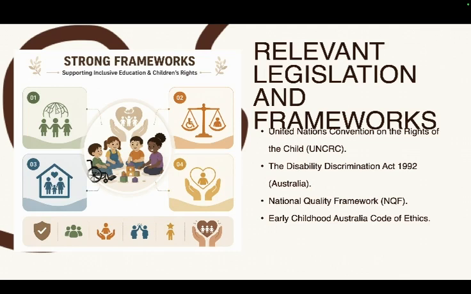And there are some laws and frameworks. The United Nations Convention on the Rights of the Child explicitly says that children have the right to participate in society and the right to education. The second framework is the Disability Discrimination Act 1992, which secures the rights of children with disability. The third one, the National Quality Framework, sets standards for early childhood education and inclusivity and equity. The last, the Early Childhood Australia Code of Ethics, focuses on the importance of respect for each child and all, fairness, and inclusion in all participation within the early childhood profession.